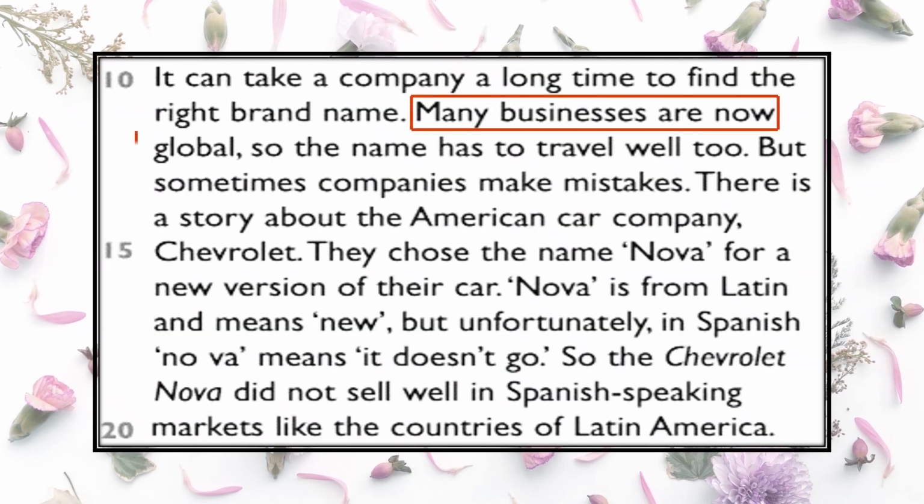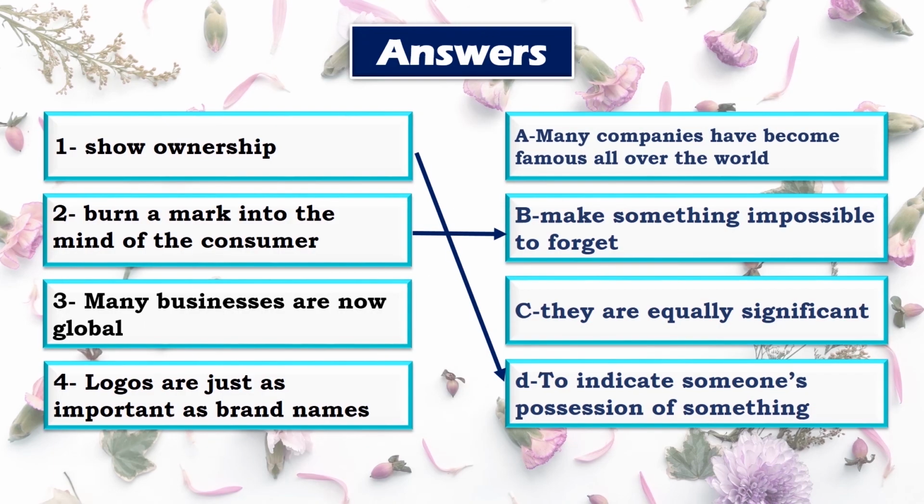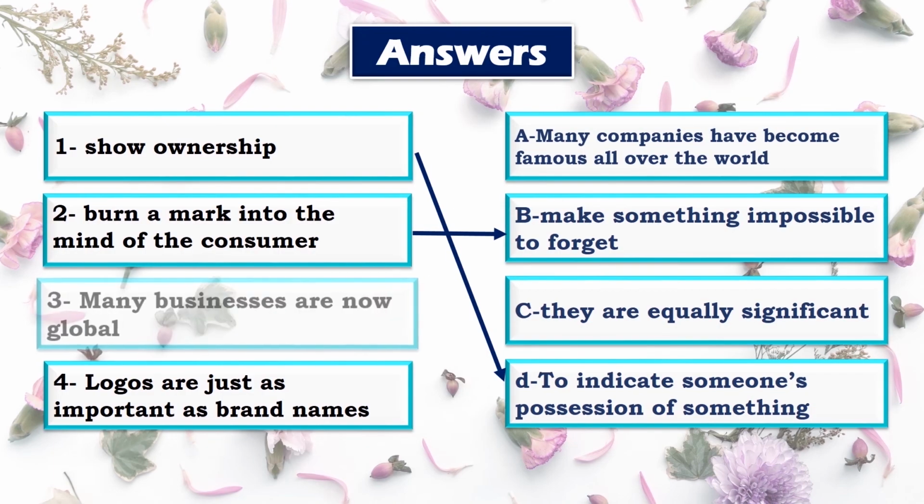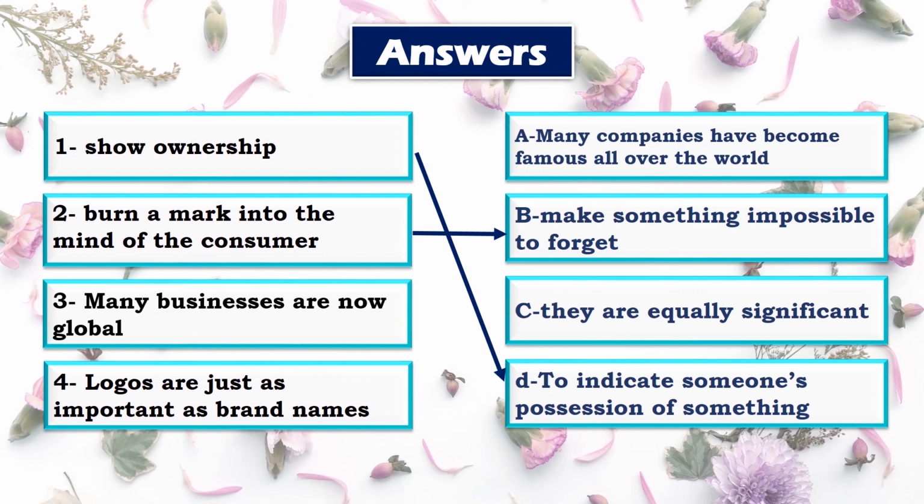The following expression says that many businesses are now global. In this example, you only need to know the word global in advance. This word is an adjective from the noun globe, which means the world or the countries of the world. Therefore, the right answer for this expression is absolutely A. Many companies or businesses have become famous all over the world.